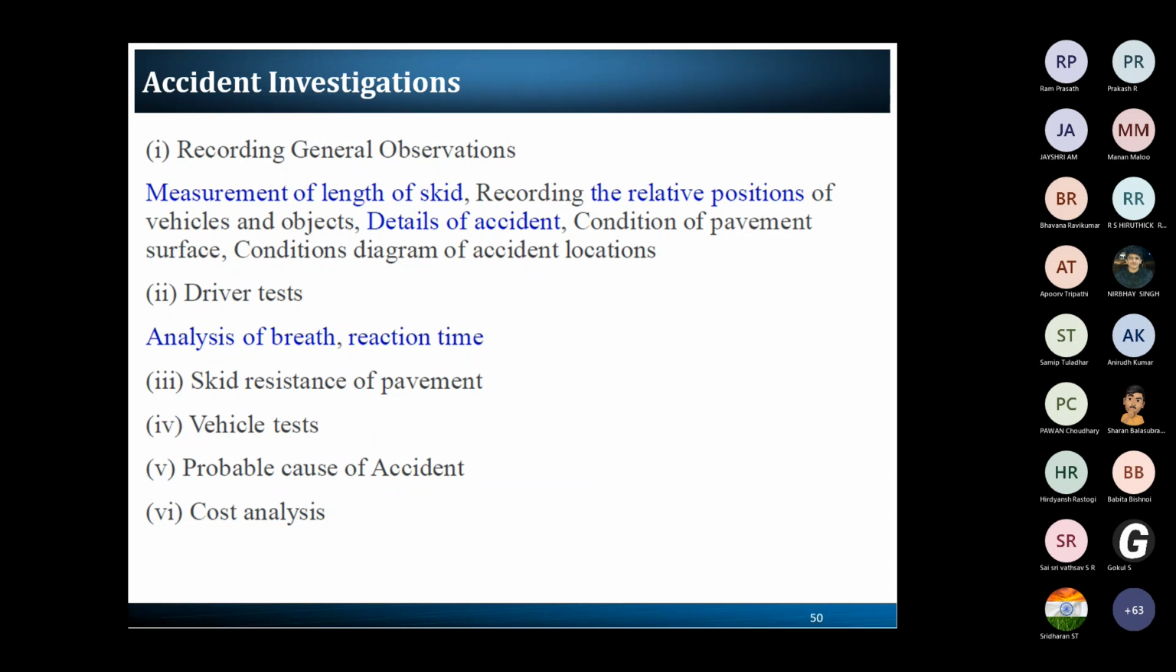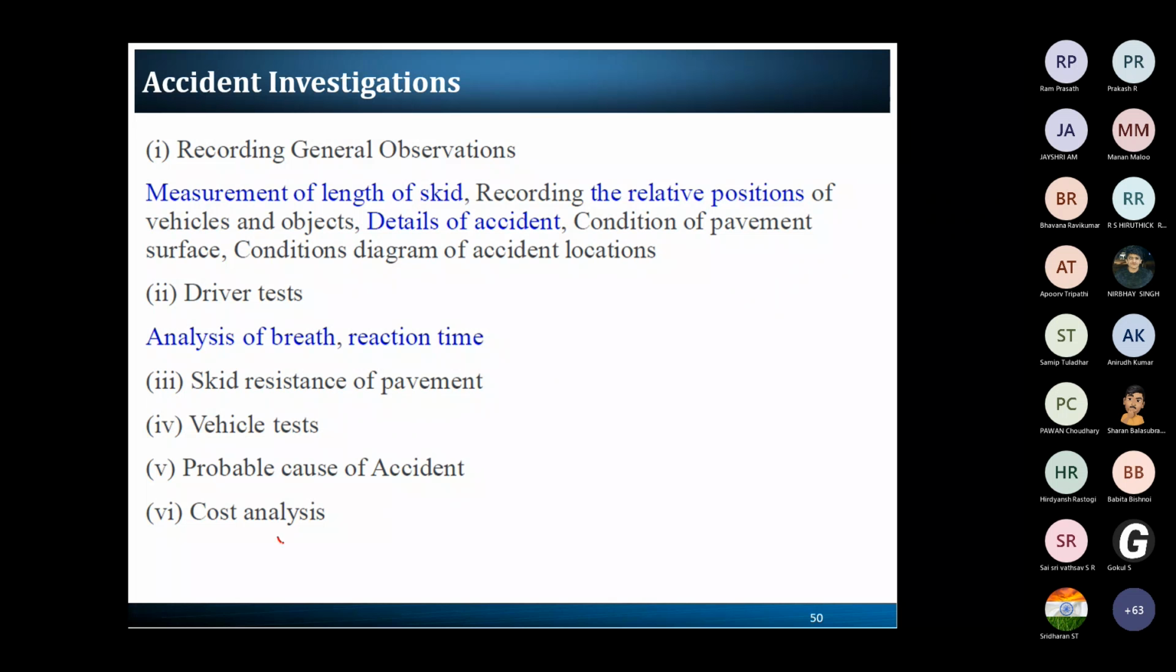Then you do different kinds of investigations, like what type of accidents and how they happened. You may perform some tests like the driver test, if you consumed alcohol, the breath analyzer test, your eye test, skid resistance test, vehicle test. So we can conduct different types of testing with respect to the collected data.